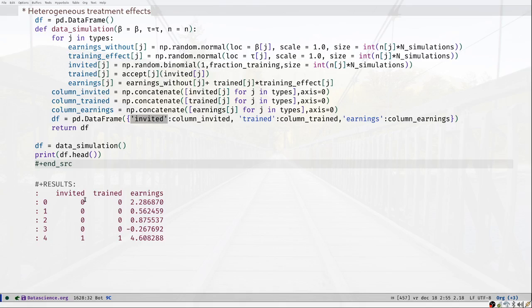It happens to be the case that the first 4 individuals were not invited for training. Since these are all compliers, they indeed did not get training because they were not invited. But the 4th one, or actually the 5th one, so the one with index 4, he got invited because he's a complier, he got trained, and here we have the earnings of this trained individual. We standardized all these effects, so earnings can be negative. If you're bothered about this, then think of this as the log of earnings.